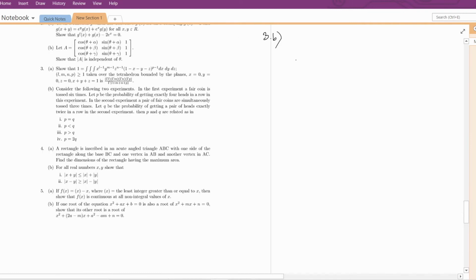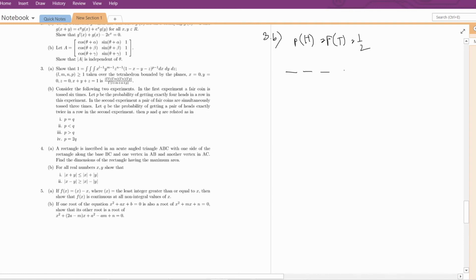Question number 3b. Consider the following two experiments. In the first experiment, a fair coin is tossed 6 times. As this is a fair coin, the probability of head and the probability of tail is always half. This coin is tossed 6 times. So P is the probability of getting exactly 4 heads in a row in this experiment.